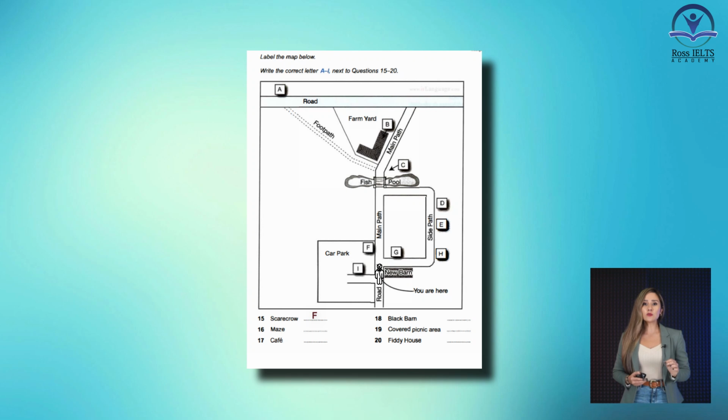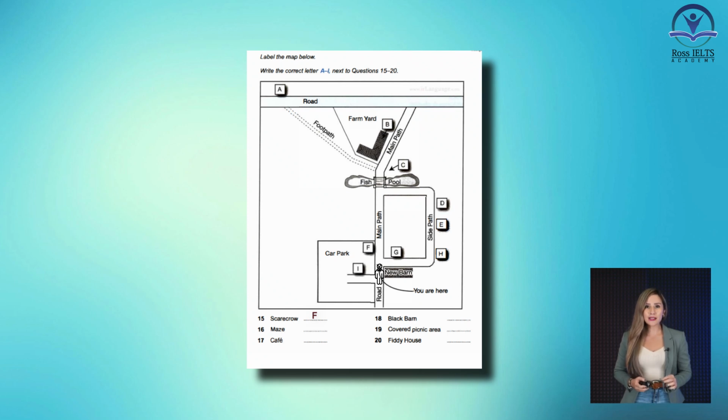Now, let's move on to number 16. Here's a transcript. If you look ahead of you, you'll see a maze. It's opposite the new barn, beside the side path that branches off to the right, just over there. The maze is made out of hedges which are too tall for young children to see over them, but it's quite small, so you can't get lost in it.